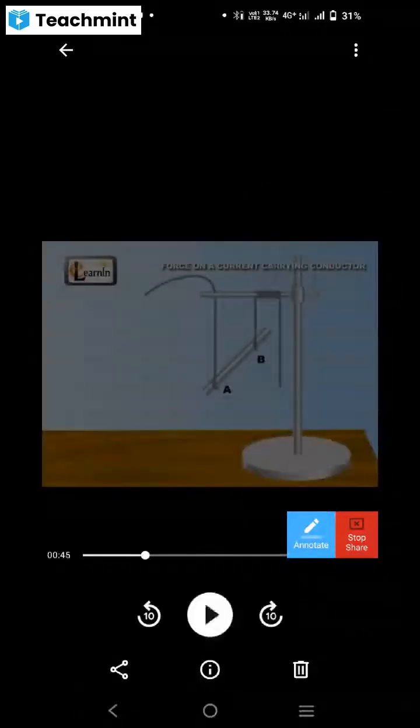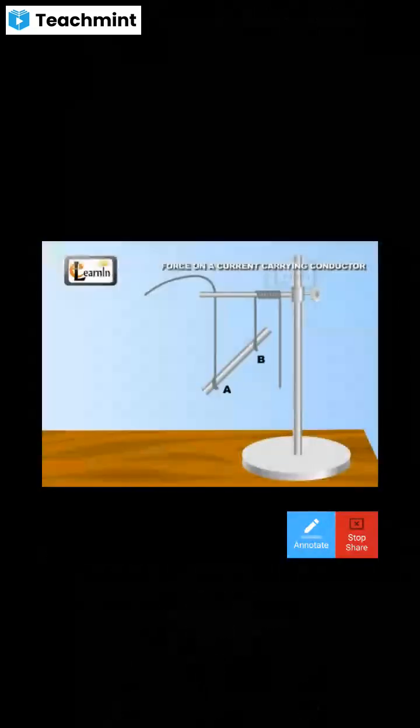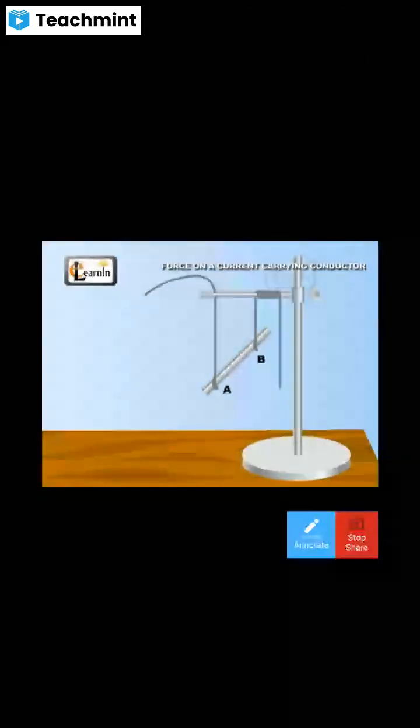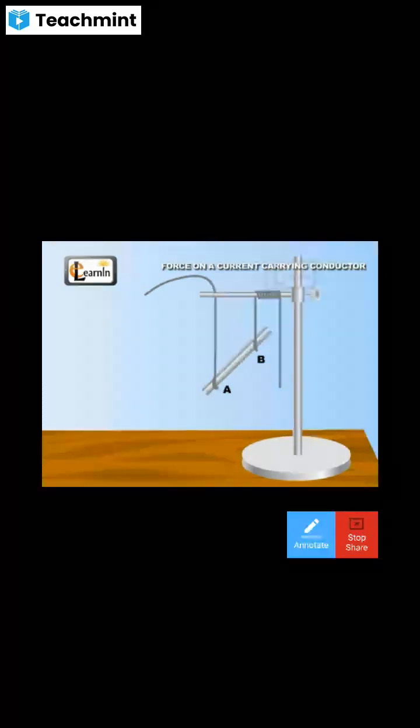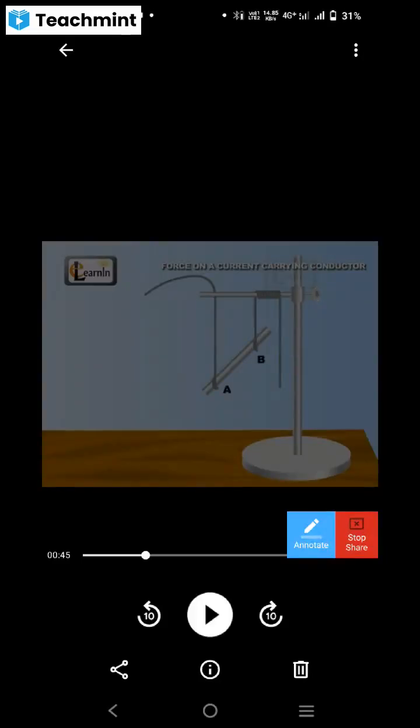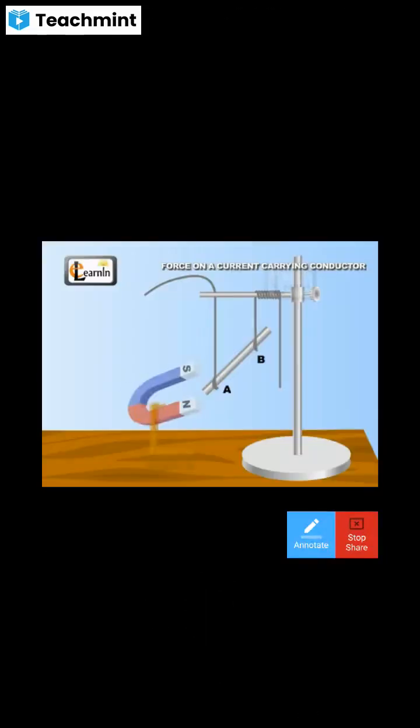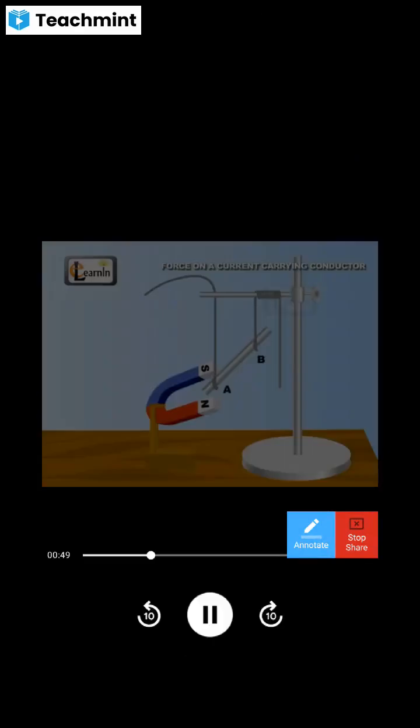Here is the setup. Did you have this diagram? Yes, sir. You can see AB is a metal, a magnetic metal. It can be attracted towards the magnet. It is a conductor, connected to the battery. As soon as the battery is connected, AB becomes a magnet because it will have a magnetic field around it. See what happens next in the experiment. So they have brought a magnet here.